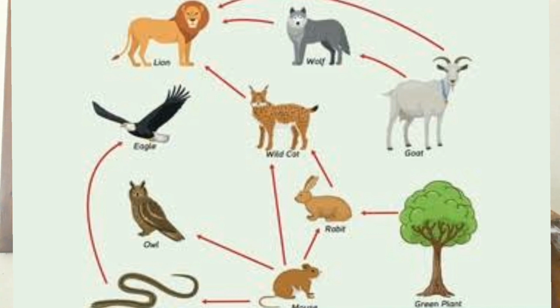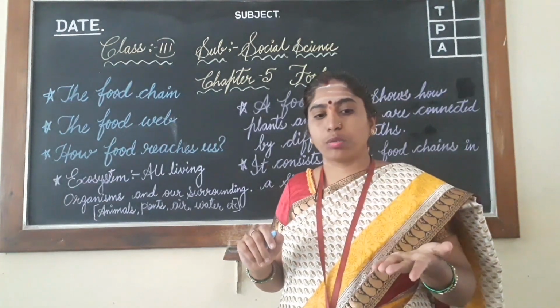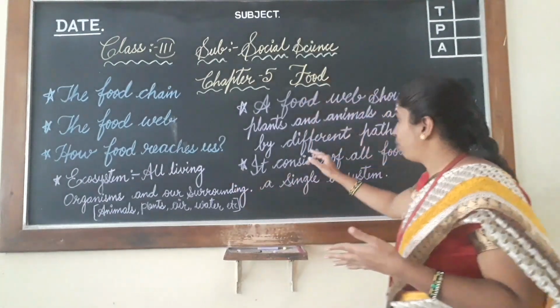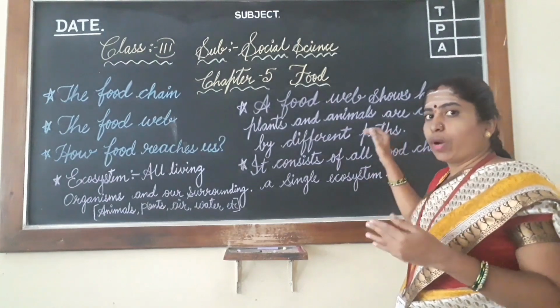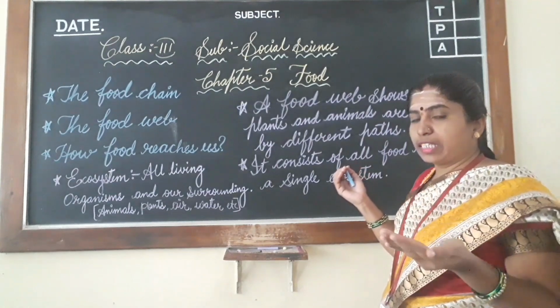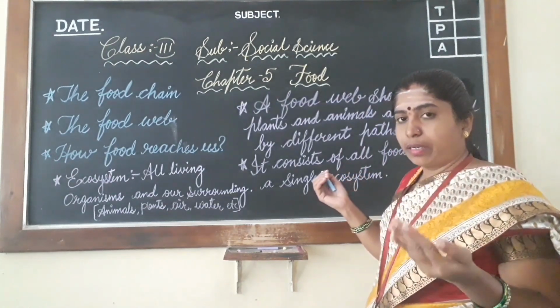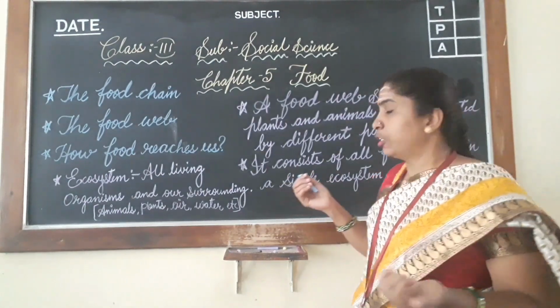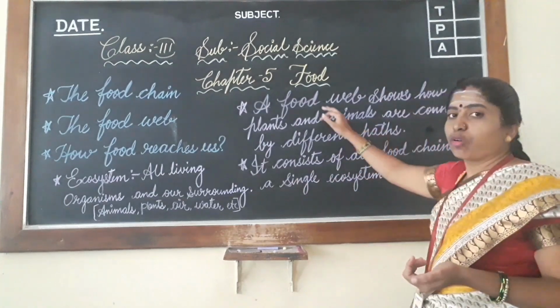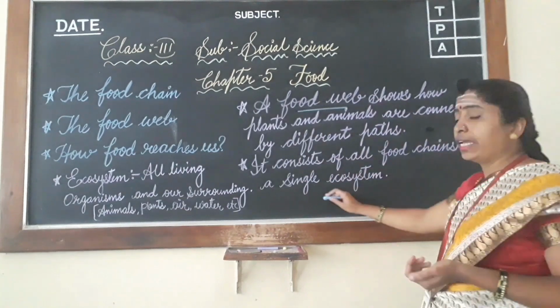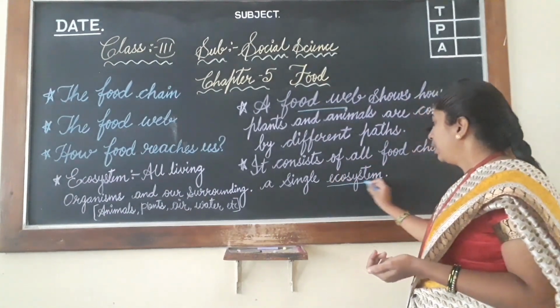You see mice or rat, you will say. Rat is eaten by cat also, owl also, isn't it? That is called the food web, where you will find the different paths. One animal is eaten by many animals. Rat is eaten by owl, rat is eaten by cat also, isn't it? So different paths are there, that is called food web. It consists of all food chains in a single ecosystem.